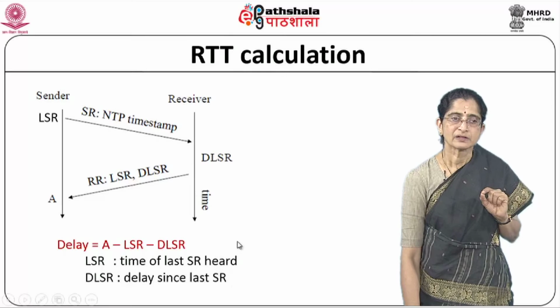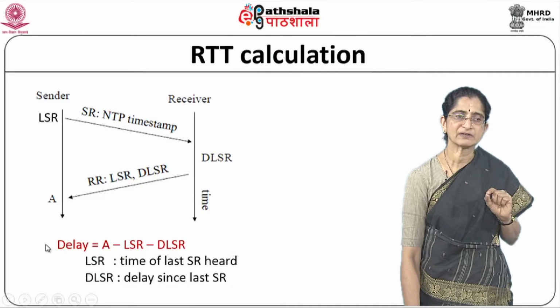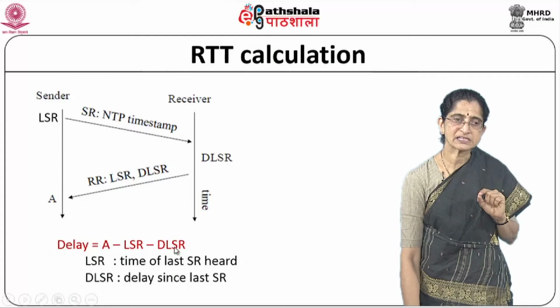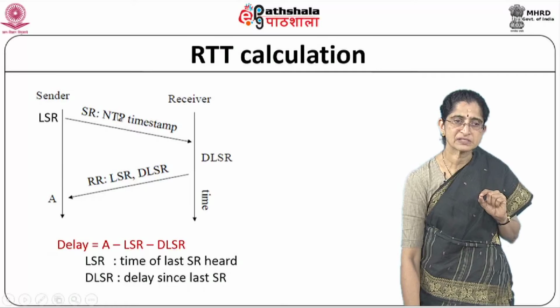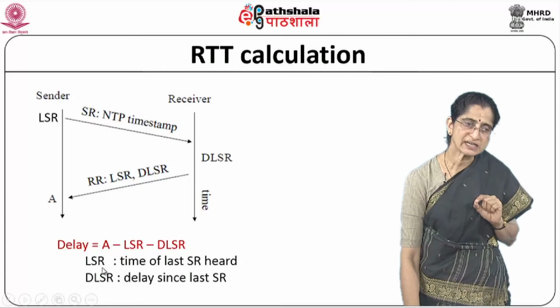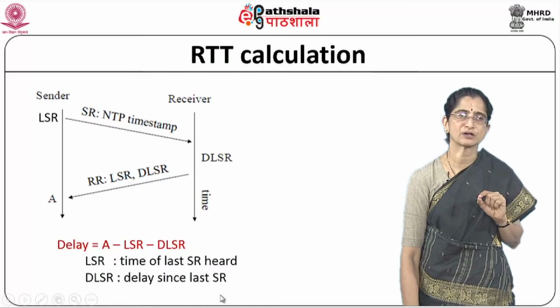And you are also going to have the DLSR information in your RR packet, which tells me the delay since the last SR. What is this delay? From the time I received this SR to the time I am sending this RR, what was this delay? So this time is what is my DLSR. This DLSR information will also be specified as part of the RR.